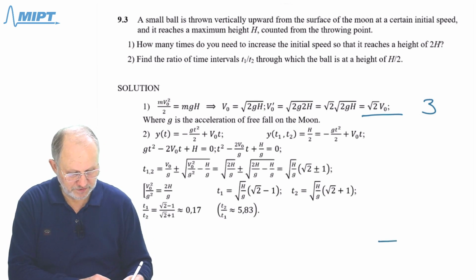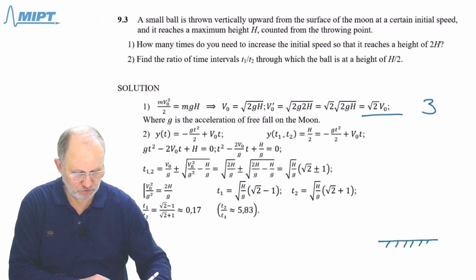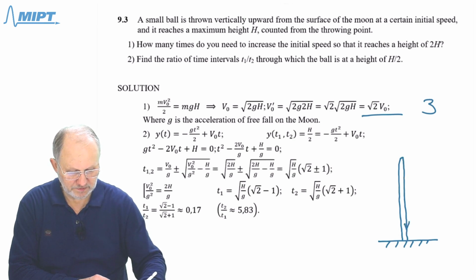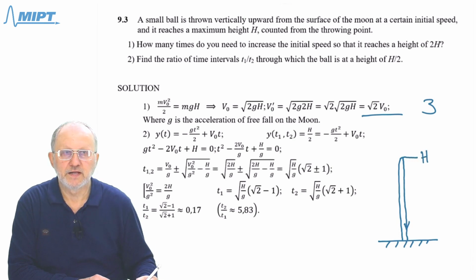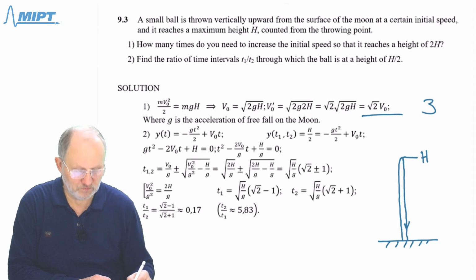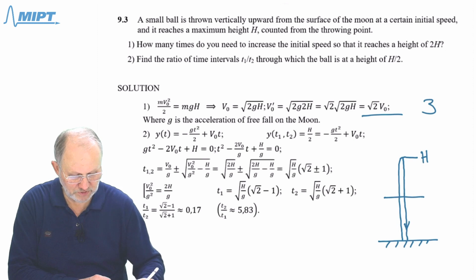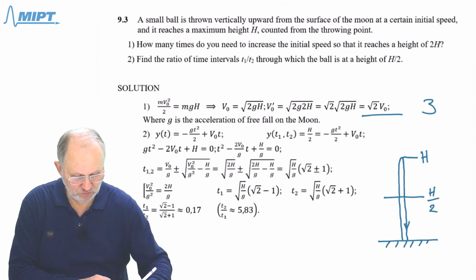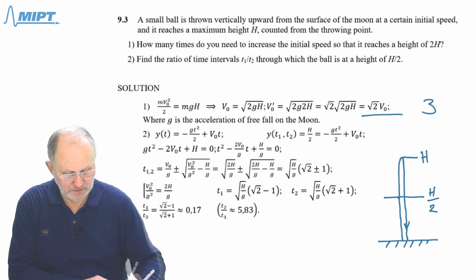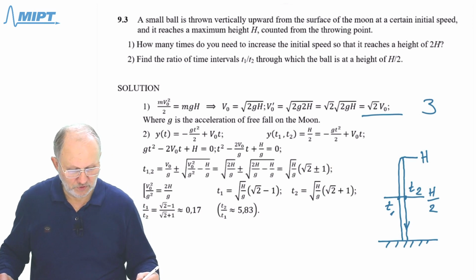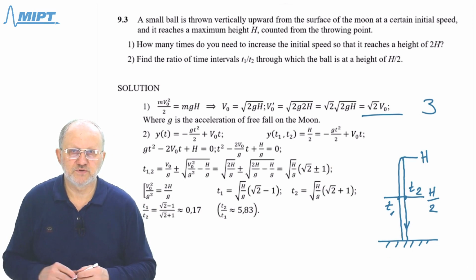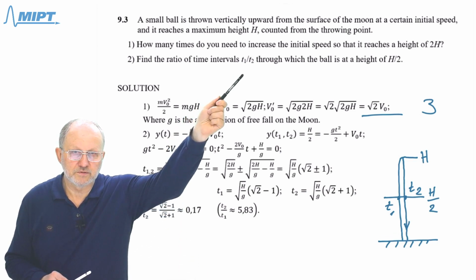In order to find the answer to this question, we have to understand that if this is the surface of the moon and the ball is thrown upward, then it goes upward and then it falls down, and the maximum height of the ball is h, above the surface. And the problem says what will be the time moment when the ball reaches the height h over 2. So when the ball goes up, it will reach this point within the time interval t1, and when the ball goes down, it will reach this point at time interval t2.